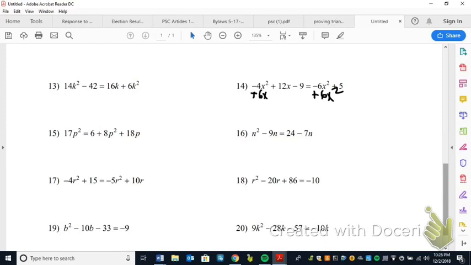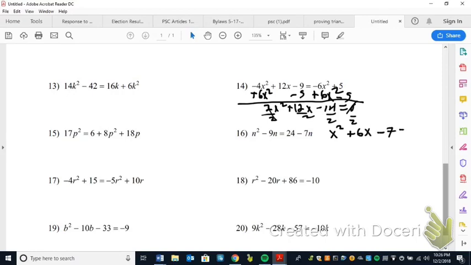Same general idea for this next one. We're going to add 6x squared to both sides. We're going to subtract 5 from both sides. So that's going to be 2x squared plus 12x minus 14 equals 0. So we're going to divide everything by 2. And we're going to get x squared plus 6x minus 7 equals 0. I'm going to add 7 to both sides.